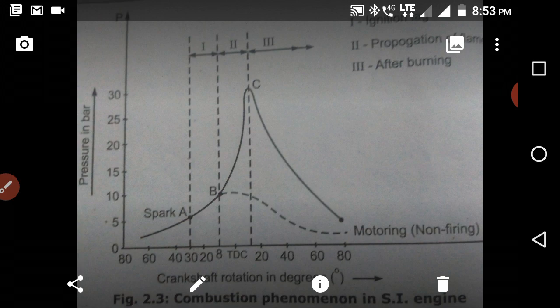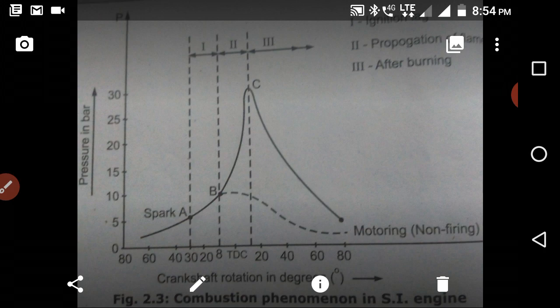Today I am going to start with combustion in the engine. We know that there are two types of engine, spark ignition engine and compression ignition engine. First of all we'll discuss how combustion takes place in a spark ignition engine.